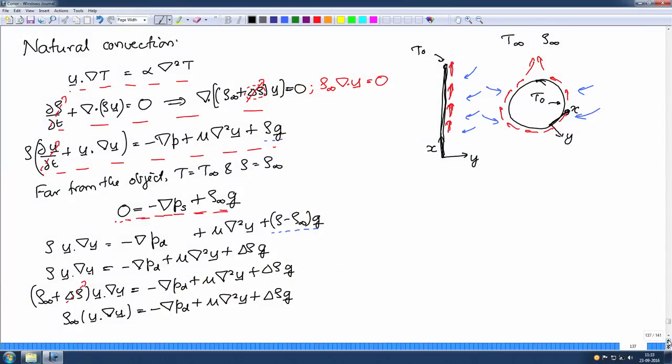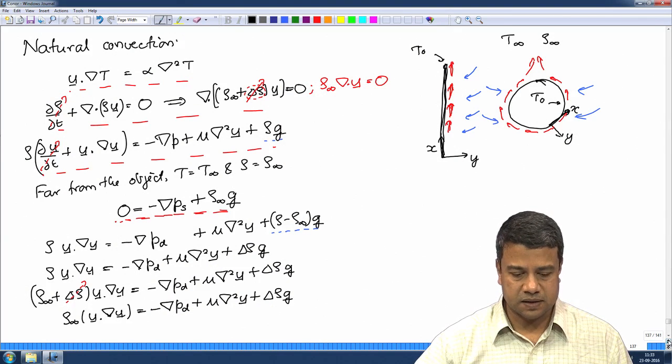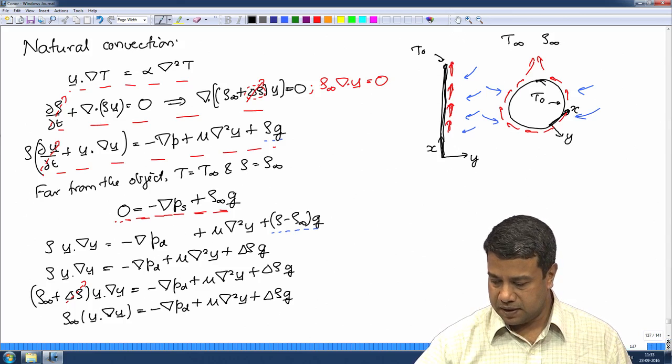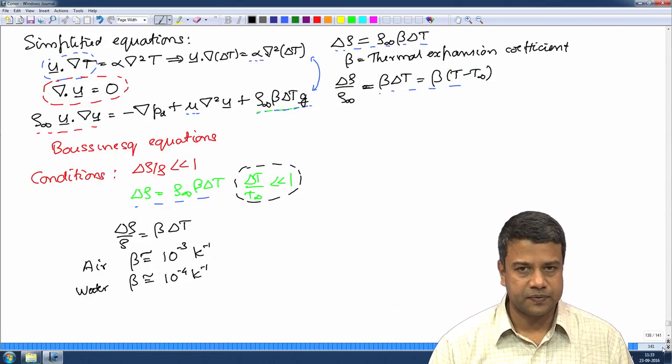The process is called natural convection, and here the velocity field is generated from the body force exerted on the fluid due to the temperature change. We had considered the equations in the last class, the mass, momentum and energy conservation equations, and we had made a series of approximations to get simplified equations.